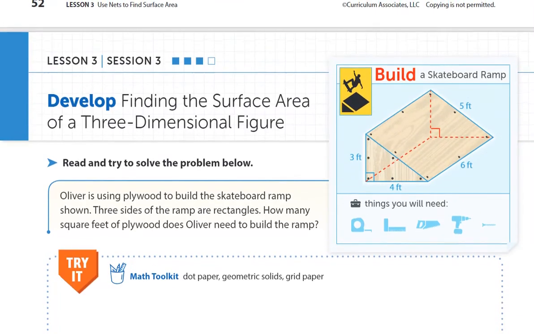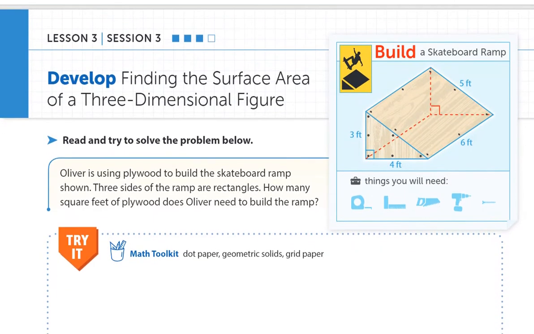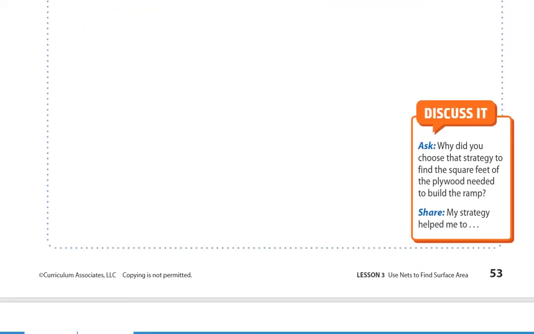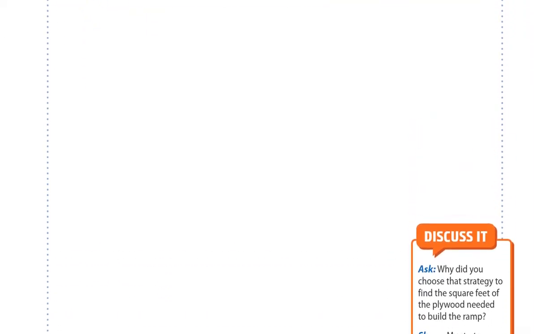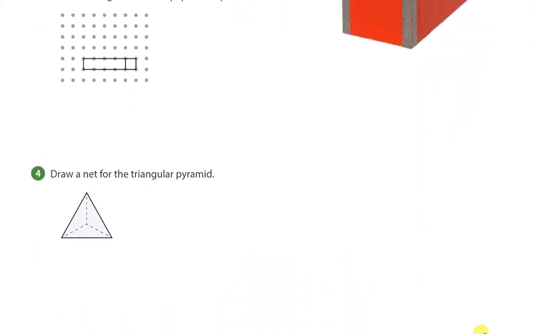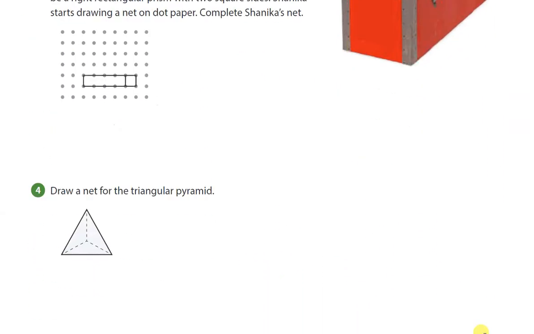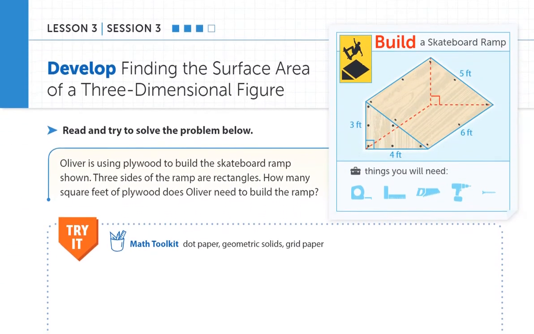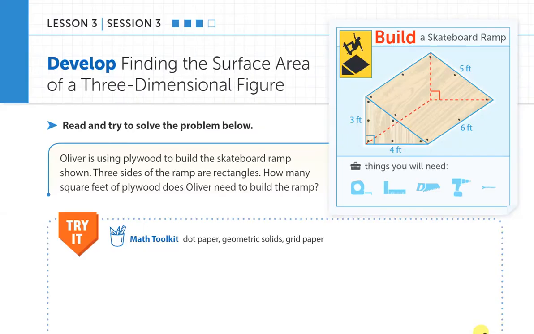Okay, sixth graders, we are going to take it a step further today in lesson 3, session 3, which starts on page 53. So we had taken these 3D shapes and we had flattened them out to make nets. Now that we can flatten them out to make nets and put them back together, we are going to find the surface area of these shapes. And all that means is we're going to find the area of all of the faces and put it together.